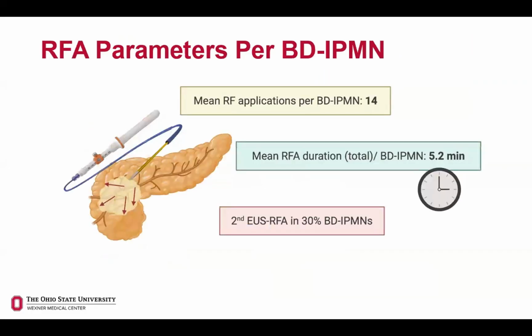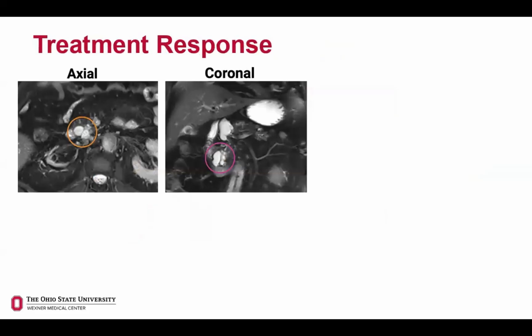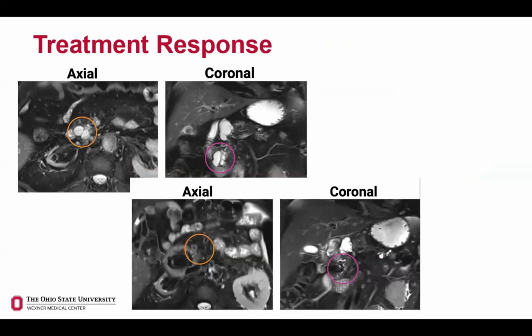In terms of RFA, I had multiple variables, but I trimmed down to what's important. The mean RF applications per IPMN was 14. The mean duration of RFA per IPMN was 5.2 minutes, and about 30% underwent a second session of RFA. And here are some examples. You have a complex cyst here in the head of the pancreas, which is multiseptated. It's about 3.5 centimeters, axial and coronal views. And post RFA, 3 months later, we see complete resolution. Of course, I'm showing you the complete response case.